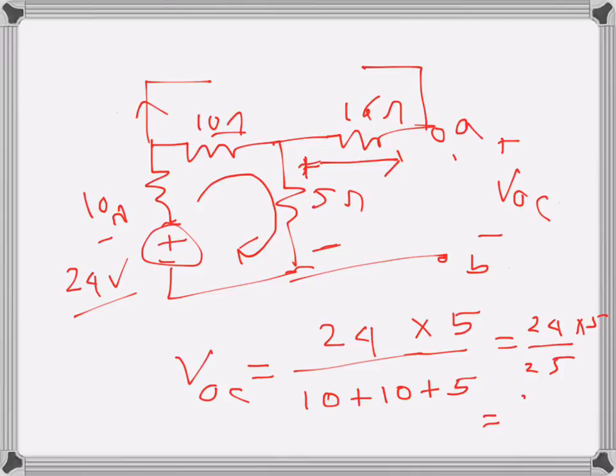So I will leave it as a fraction, 24 over 5 volts. That's the open circuit voltage for the voltage source. When we consider the voltage source only, that's our VOC. We can call it VOC1, because this is one part of the open circuit voltage as we are applying the principle of superposition.